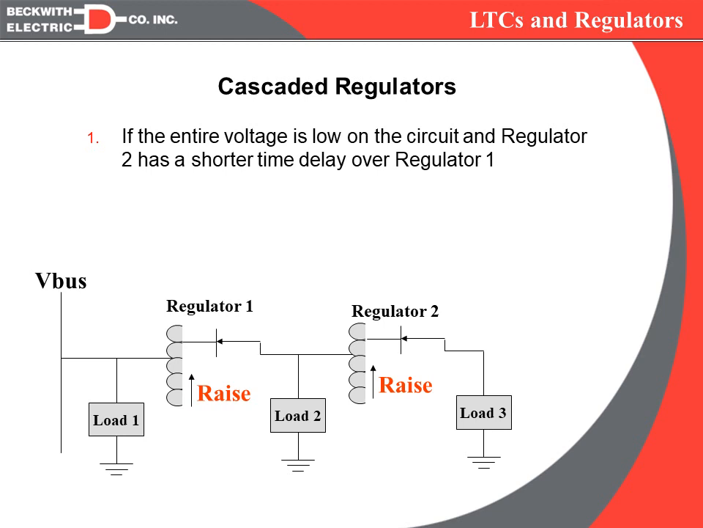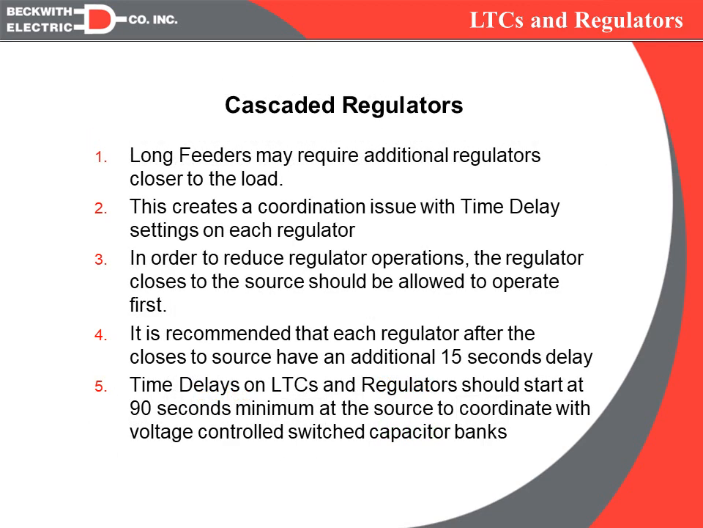This may cause this voltage now to go too high, in which case regulator 2 would have to send a lower to bring it back into band. So in this case, by allowing regulator 2 to have the first shot at fixing the voltage, we have incurred 3 operations between the 2 regulators to get this voltage back into band. Whereas if we would have allowed regulator 1 to operate first, we would have only had the 1 operation. So that is the reason we need to coordinate our time delays with our regulators and LTCs: to reduce the number of operations of equipment.